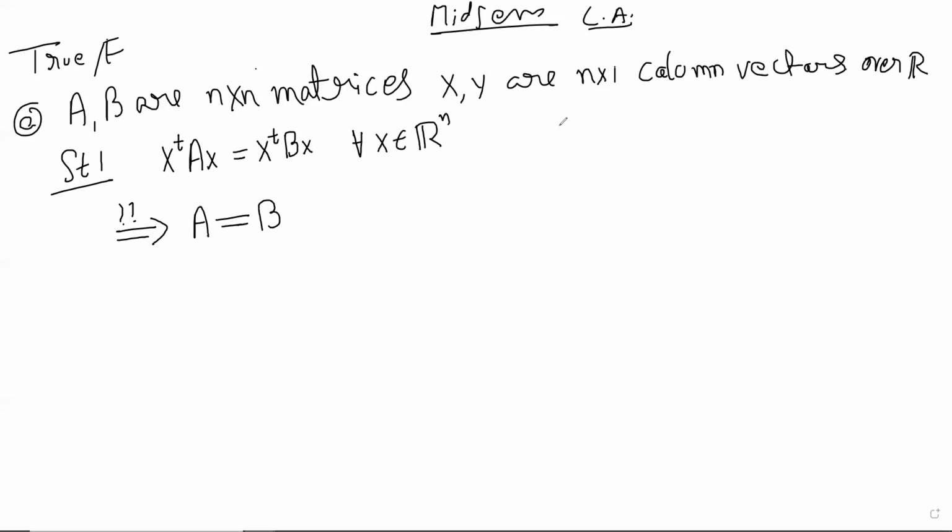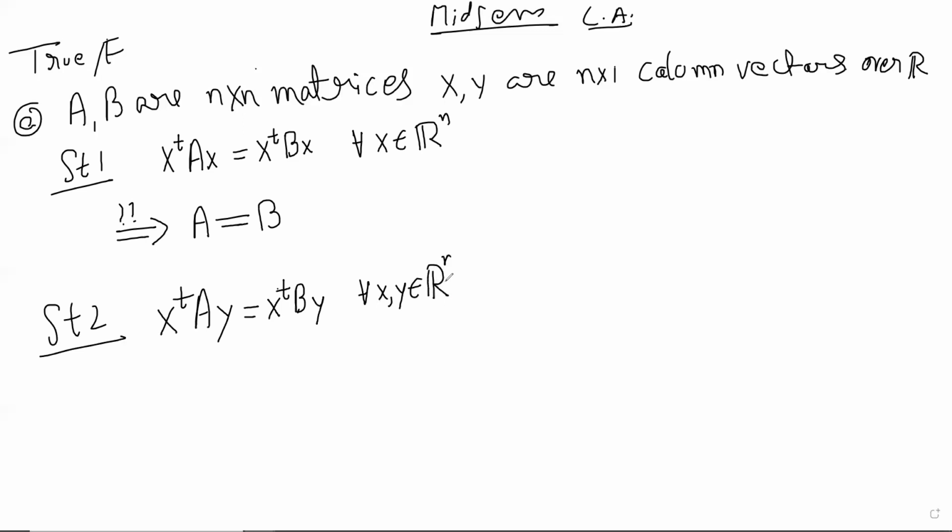And statement 2 is X transpose A Y equals X transpose B Y, for all X, Y in R to the power n. So does this imply A equals B?